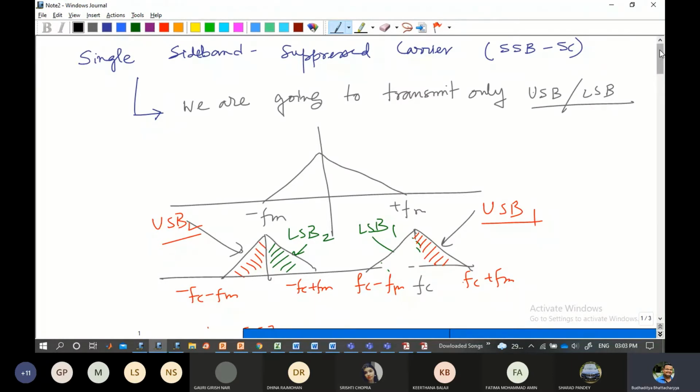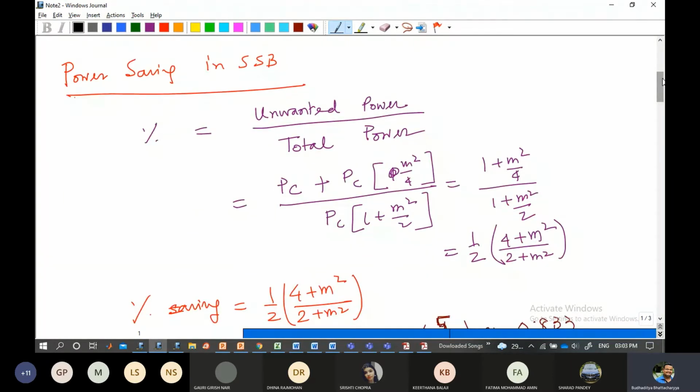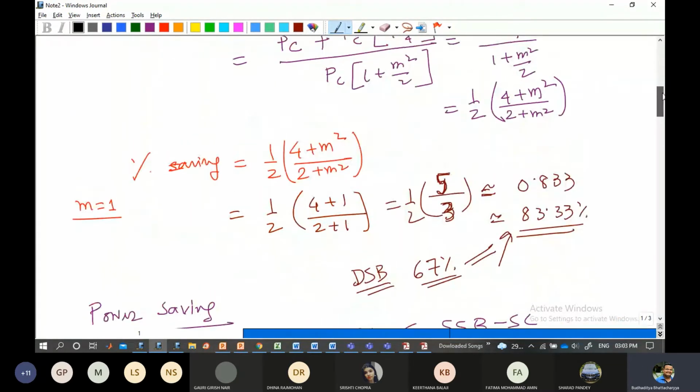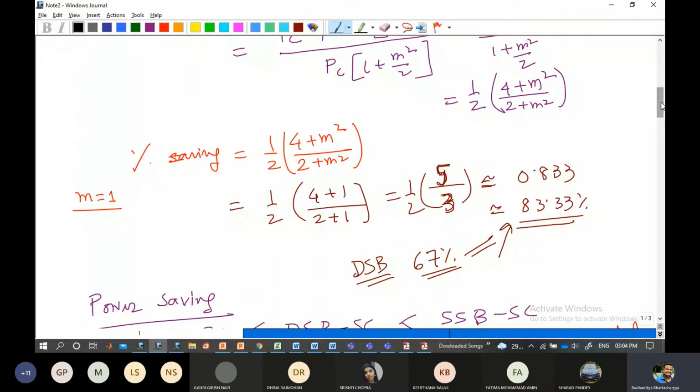That was the biggest advantage, because when we found out the power saving, for the same m equal to 1 we are achieving around 83%, or around 84% to be honest, with respect to SSB, whereas the same modulation index in DSB provides us with 67% power efficiency. That's a huge improvement, and we are not changing anything with the message data. We know the carrier doesn't contain any information, and we are already neglecting that because of DSB-SC.